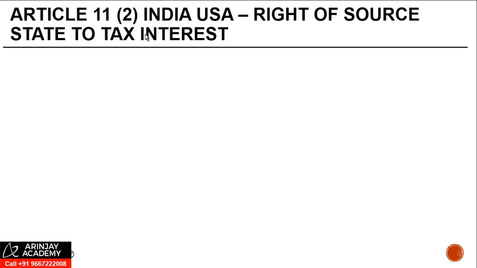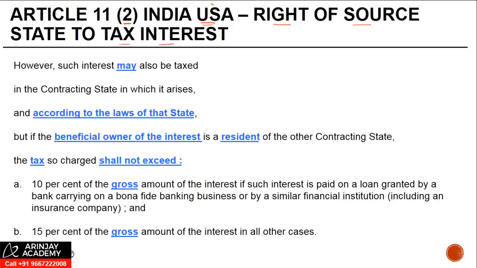In Article 11.1, we saw the right of the state of residence to tax interest income. When we talk about Article 11.2, this generally gives the right to the state of source to tax interest income. Let us now look at Article 11.2 of the India-USA Treaty to understand this in more detail.